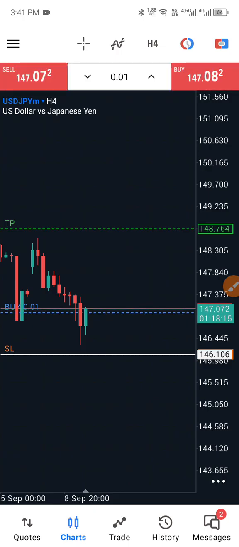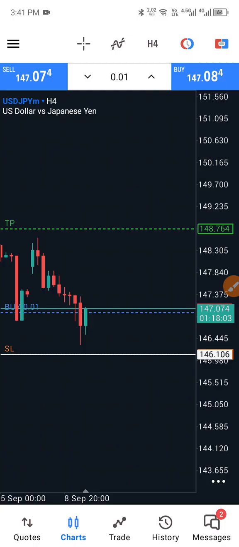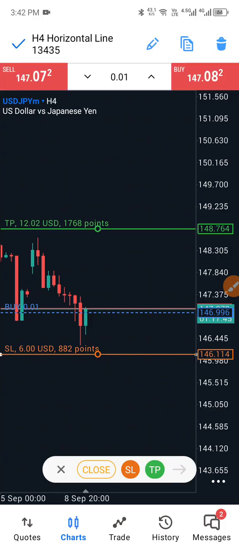That's simple. Now, to calculate this, MT5 has made it easier. This is actually a running trade. I'm currently on a buy trade on USD JPY, and I've set my stop loss and take profit already. To know how much I'm going to lose if this trade goes against me, I can simply tap on my SL like this. See, that's $6. Then if it goes my way, I'm going to make $12. It's simple. But how do you know if this is 1:1, 1:3? Let's look at how to calculate it.